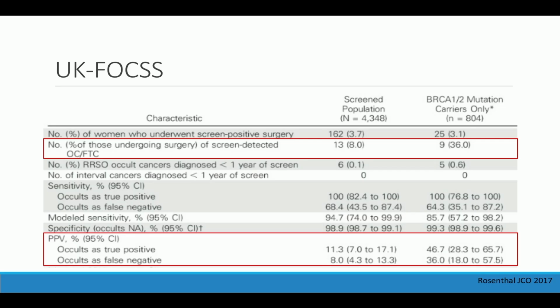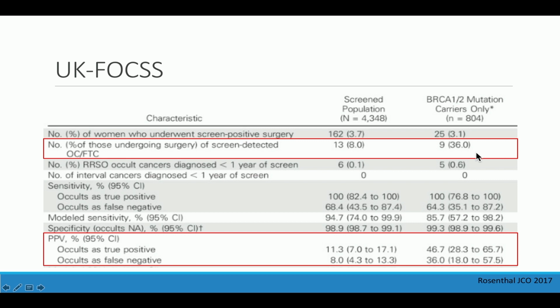Interestingly, speaking of enriching your population, this is a table looking at the characteristics in the general screened population, so all of those women considered to be at higher risk, versus only BRCA1 and 2 who are at the highest risk. And you can see that the percentage here, those undergoing surgery for a screen positive, 36% of the BRCA1 or 2 mutation carriers actually had a cancer, compared to only 8% of the rest of the population. And so here's really another example where the more you enrich your population, the better your screening test is going to perform.